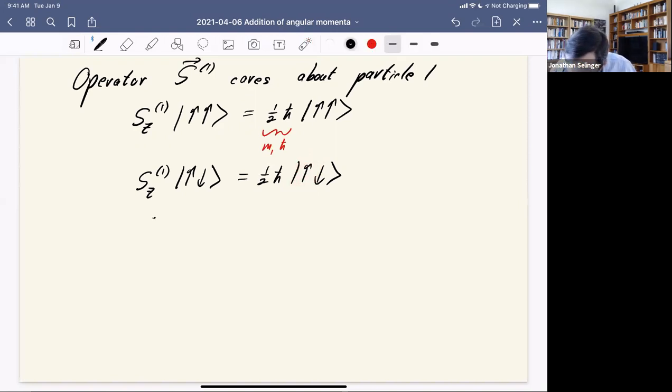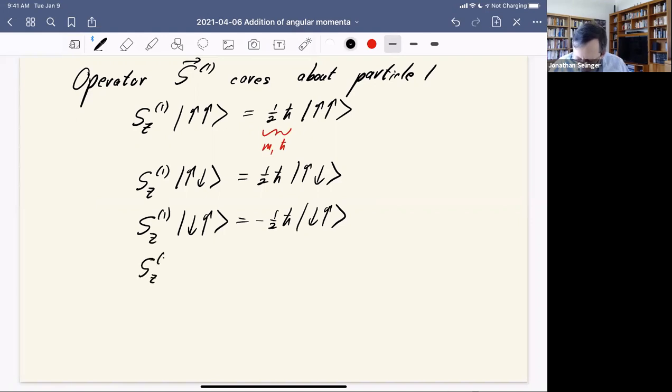Likewise, Sz1 acting on down, up is negative a half h bar times down, up, because it cares about the down, that's particle 1. And Sz1 acting on down, down is minus a half h bar times down, down.